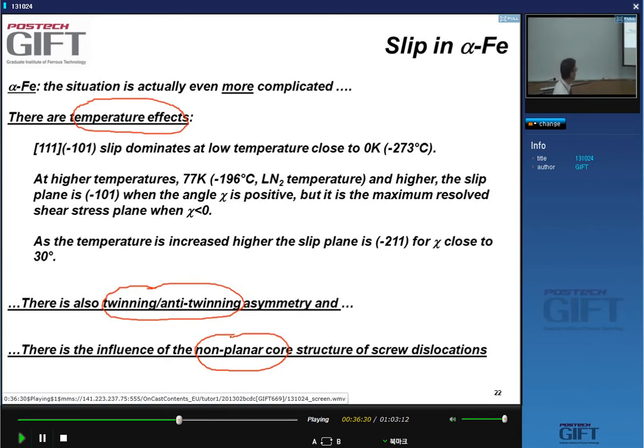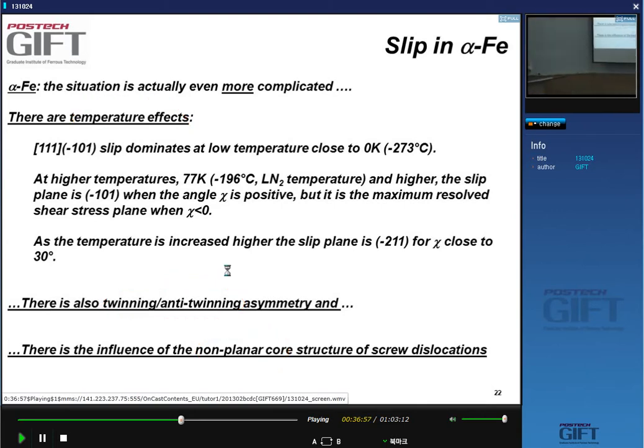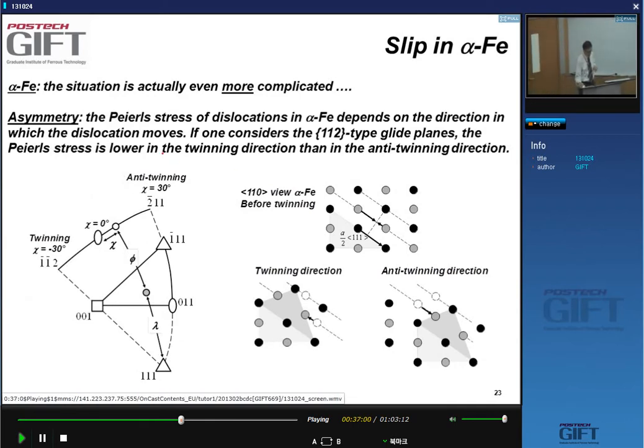What is this twinning, anti-twinning symmetry? Well, the shear stress that's needed to shear a crystal in FCC in one direction is the same as the shear stress it takes to shear the crystal in the other direction. Not like that in BCC iron. Let me show you what I mean. The critical resolved shear stress of dislocations in alpha iron depends on the direction in which the dislocation moves.